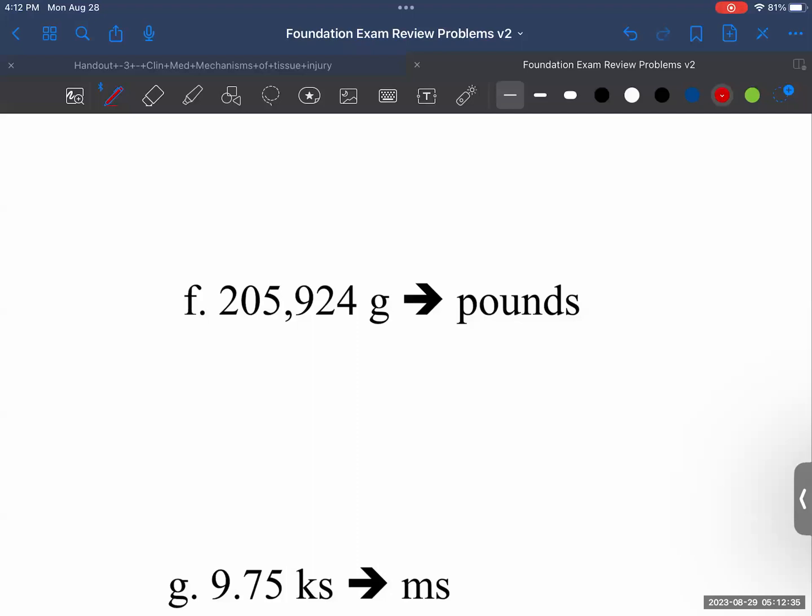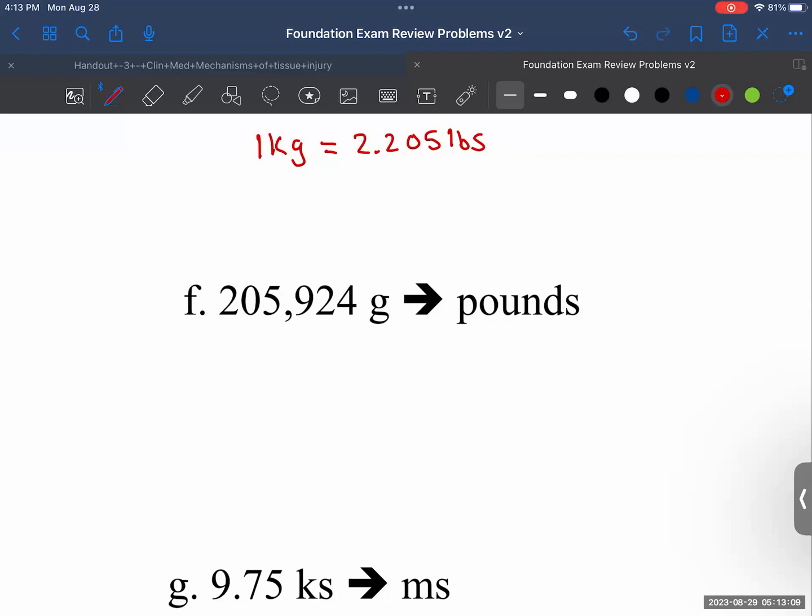I usually memorize one conversion factor from metric to English for each of the three things. So for weight, or mass, like we're doing, I'm going to memorize that 1 kilogram is equal to 2.205 pounds. That's what's going to get us from the metric to the English system of units.